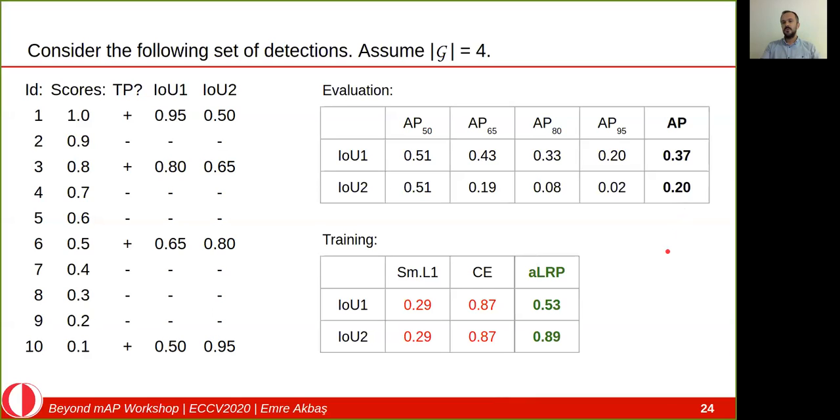So if we can somehow use ALRP for both training and evaluation, then not only do we address the discrepancy between training and testing, we can also remove the disconnect between the localization and classification losses.